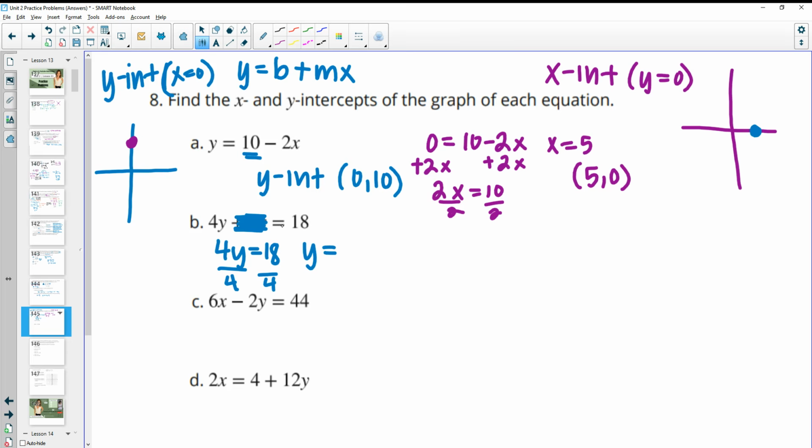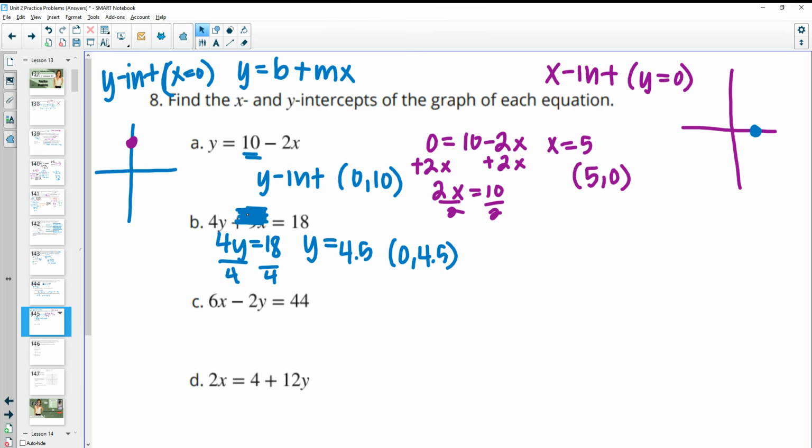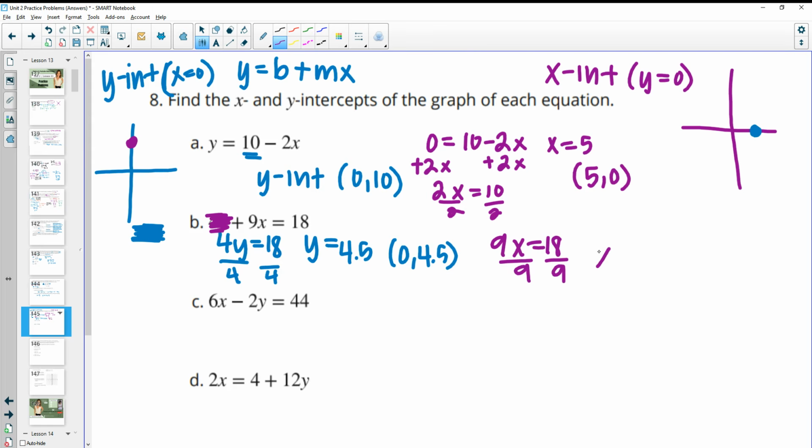Sorry, 4.5. So y equals 4.5. And so then that's going to be 0, 4.5. So that's your y-intercept. And then when we go to find the x-intercept, the same idea will hold true. So we'll plug in 0 for y. So we just get 9x equals 18. So we'll divide by 9, and we get x equals 2. Written as an ordered pair is going to be 2, 0.